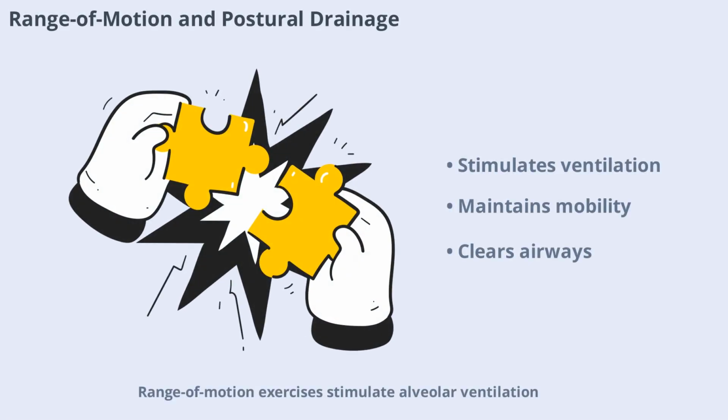Range of motion exercises stimulate alveolar ventilation and help maintain joint mobility, while postural drainage uses gravity to facilitate airway clearance. Both techniques are valuable for patients with limited mobility or those at risk of secretion retention. Therapists select these interventions based on individual patient assessments.